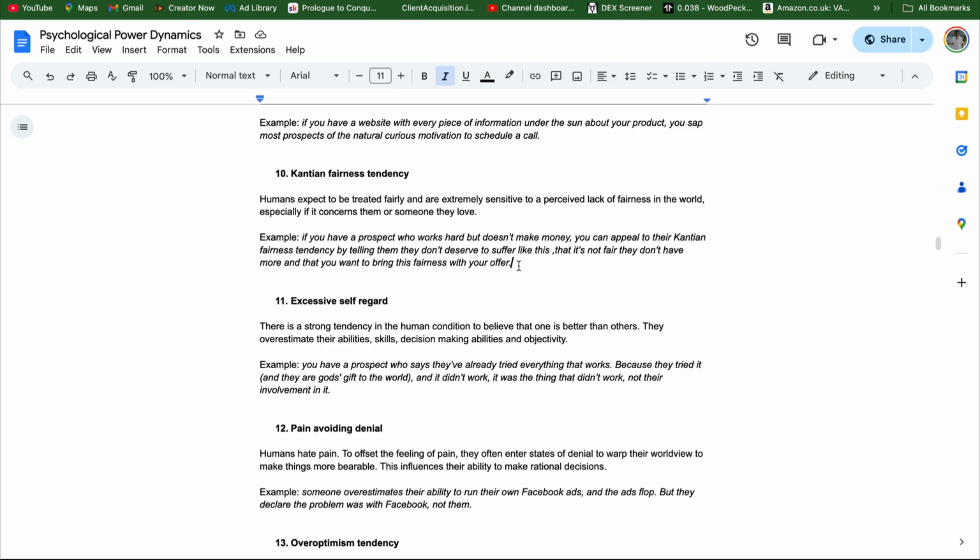We leverage this all the time on sales calls. It's like, oh my God, you work so hard. I can see you putting out all this content, but you just don't have access to the right information. You just don't have access to the right people that are going to help you get it. And so you do not deserve to be suffering like you are. You do not deserve to be making the money you are. It's not fair. And I really want to help bring fairness. I really want to help you achieve this outcome by doing X, Y, Z thing, right?